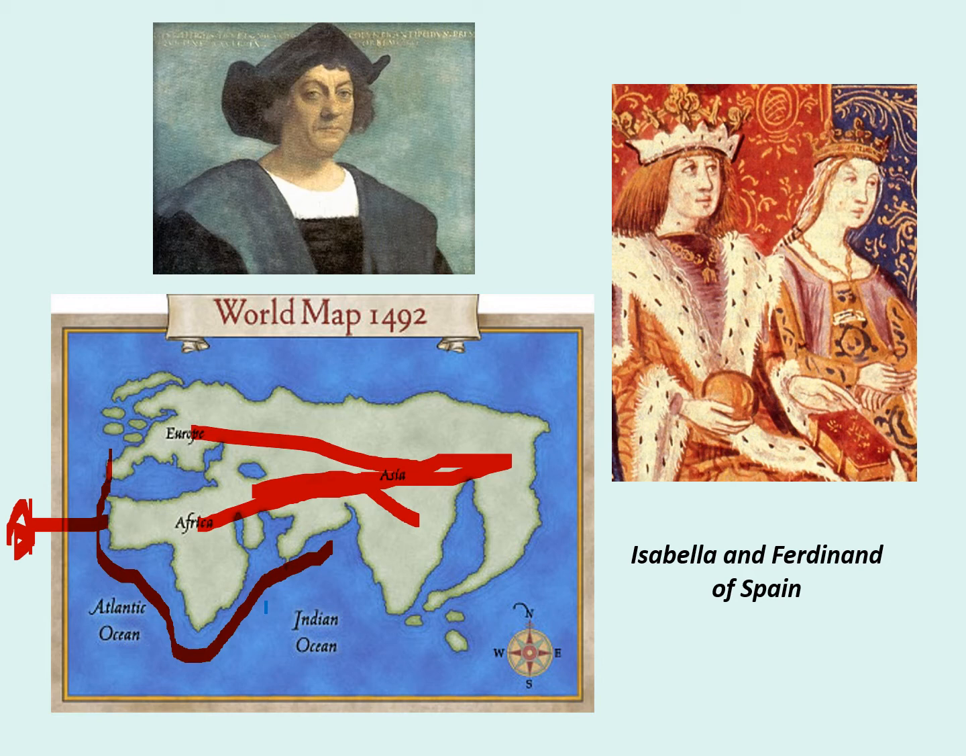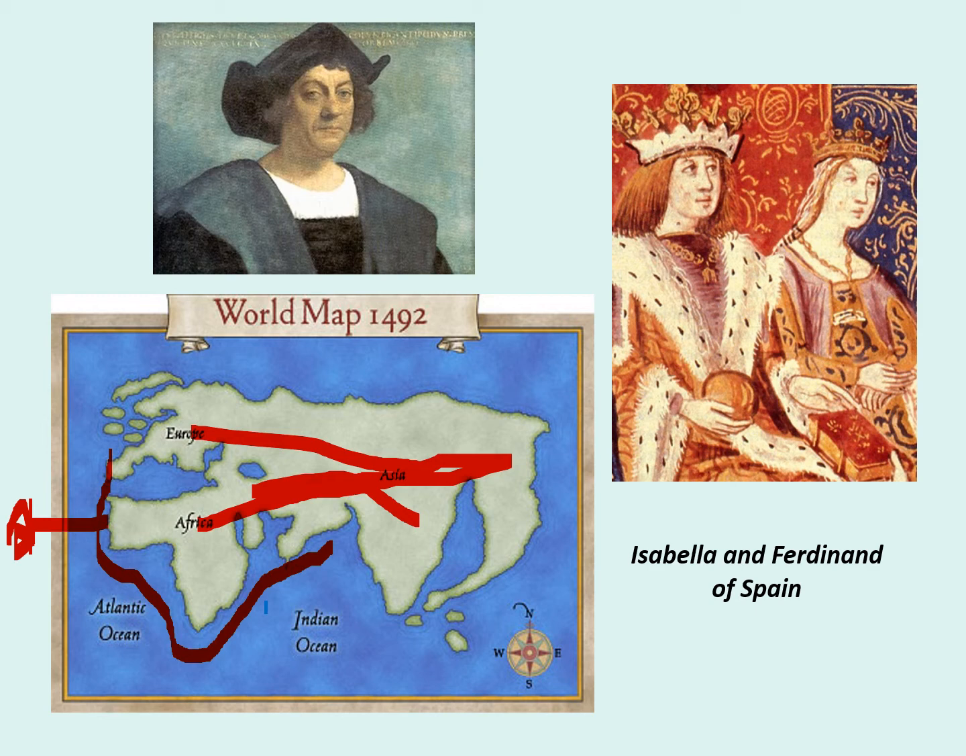But in 1492, the monarchs of Spain, Ferdinand and Isabella, decided to take the chance on him. They decided to fund him. So go ahead and give him the money. Let's see, maybe he's right.